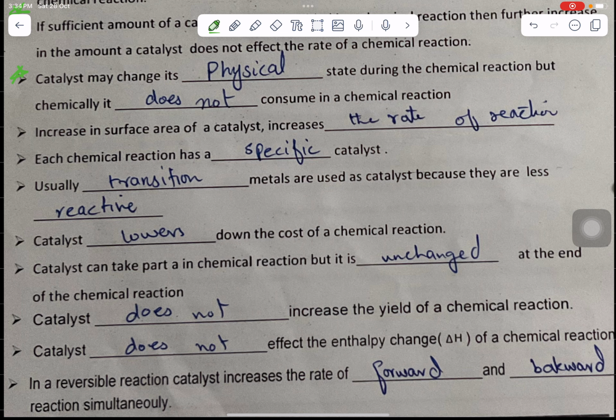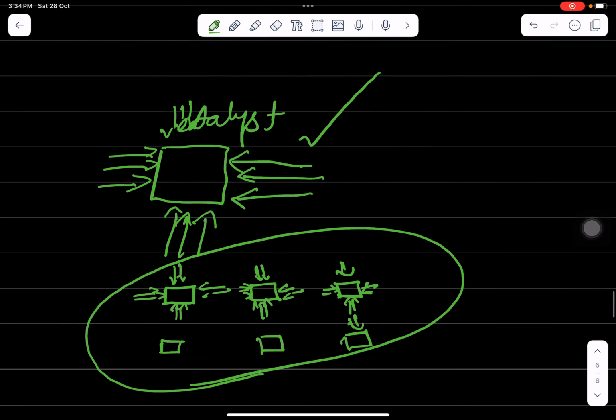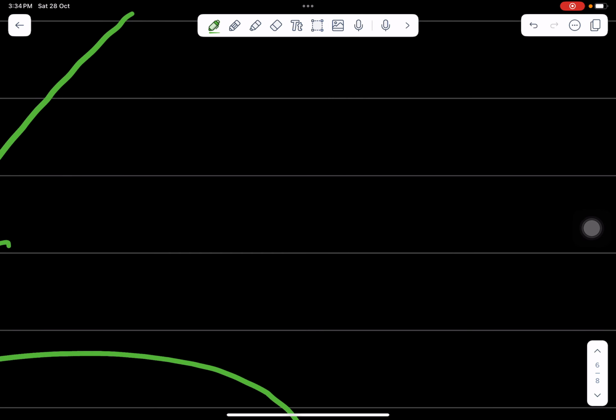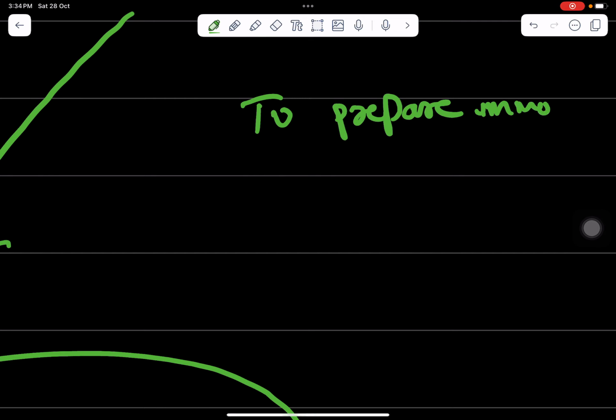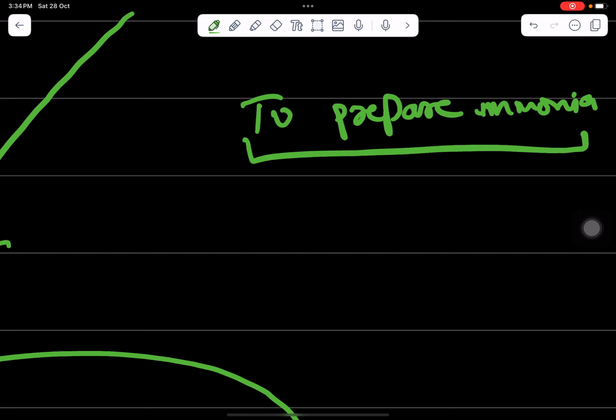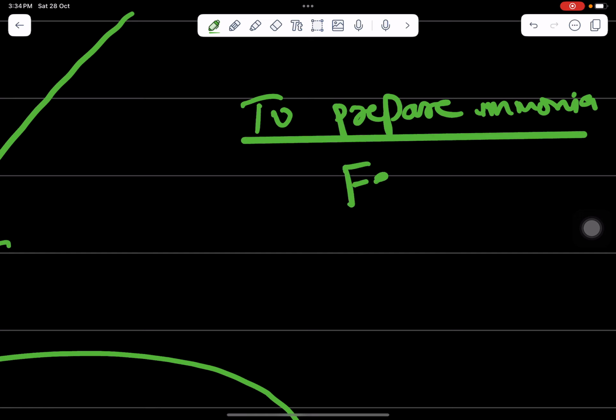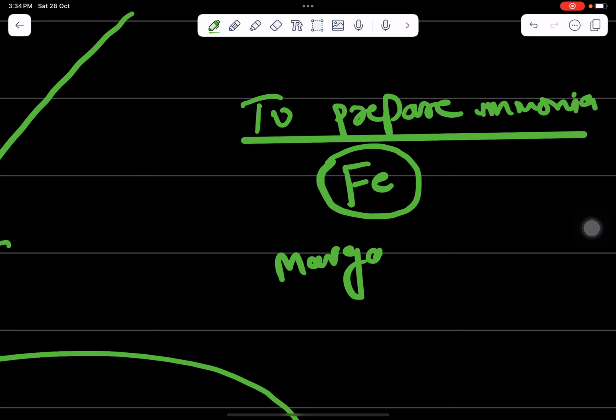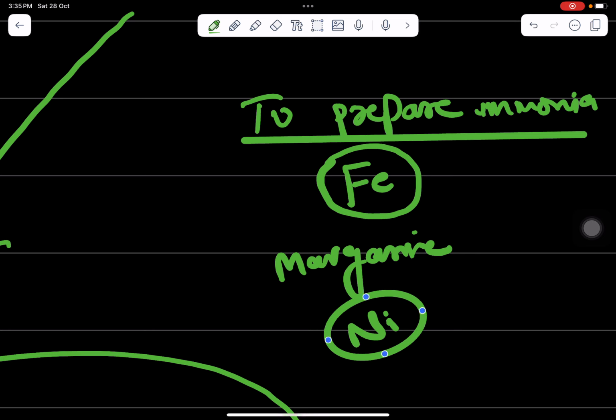Each chemical reaction has a specific catalyst, okay? Means there are specific catalysts for specific reactions, like to prepare ammonia we need iron. Iron is used as a catalyst in this, okay? While to prepare margarine, we need a catalyst that is basically nickel. So we can't use a catalyst of our own will. These are specific for specific chemical reactions.